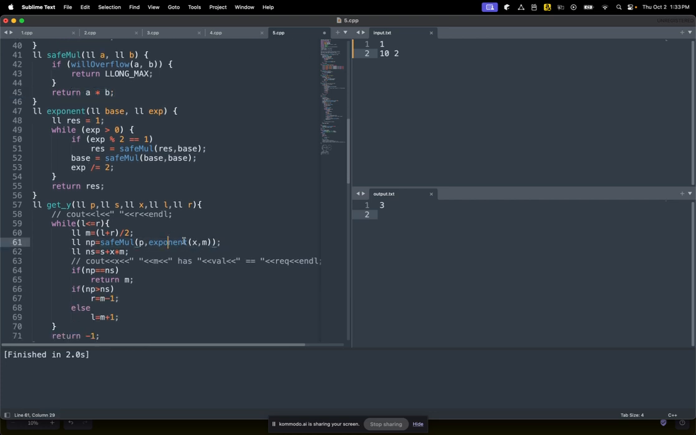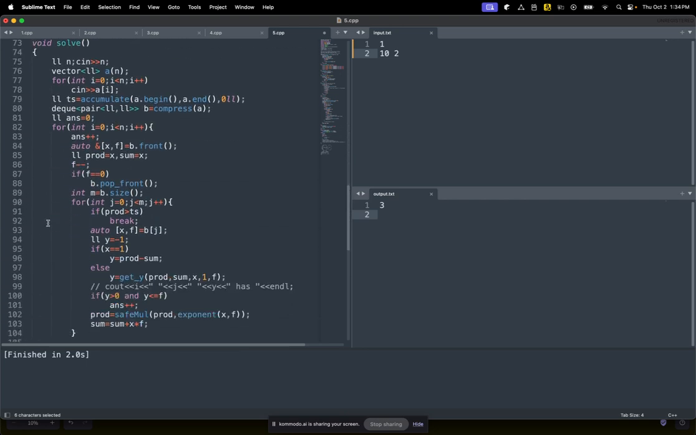We get the x raised to the power mid here using the exponentiation function. If you're looking at this solution, you should know what exponentiation does. And I get the sum here. If you add this m times, the sum will be sum plus x into m, and your product would be product into x raised to the power m. So that is what we do here. If product is same as sum, you return m. This is the valid point. If it is not the case, you reduce the range, and hopefully you get this y point.